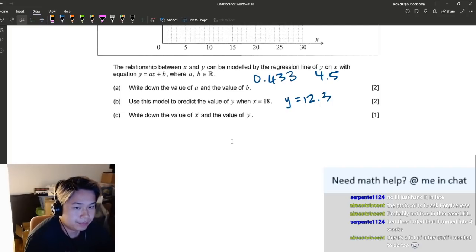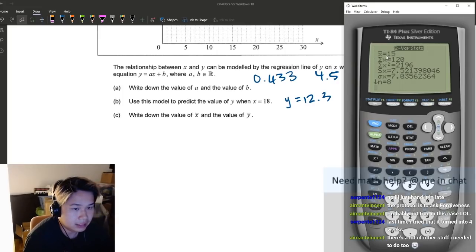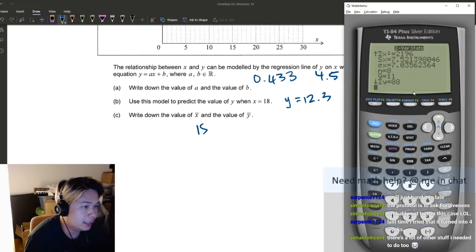Okay, that's fine. Then we find the average x and then the average y, the mean. Because they're already in my lists, I can go to 2 variable statistics and then just say my x list is list number 1, y list is list number 2, press calculate. So my average x is 15, my average y is 11.